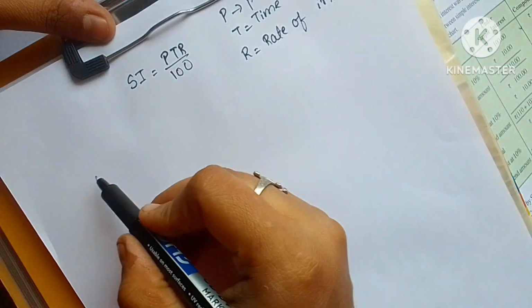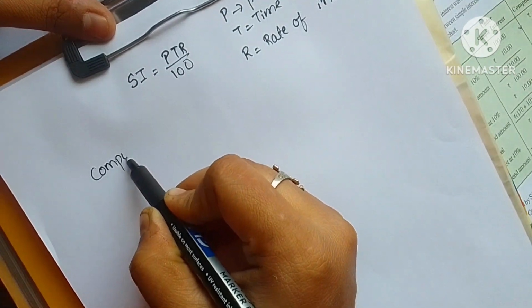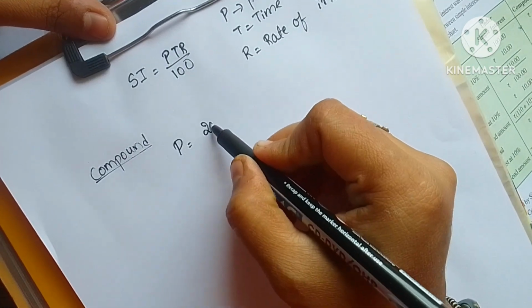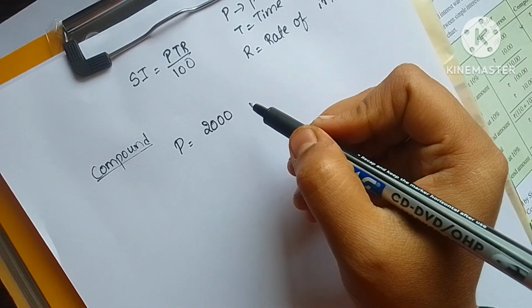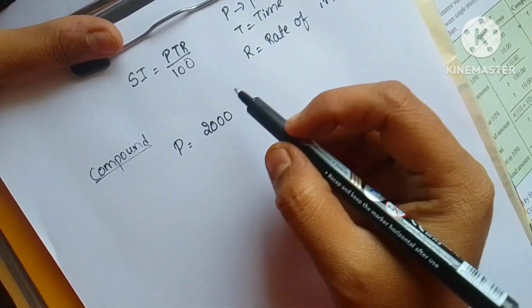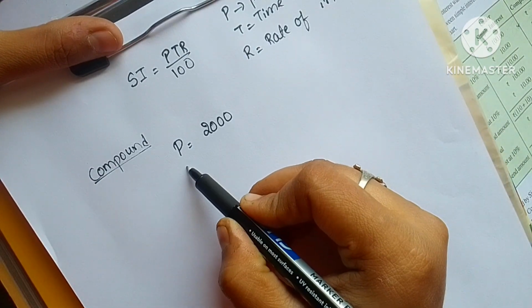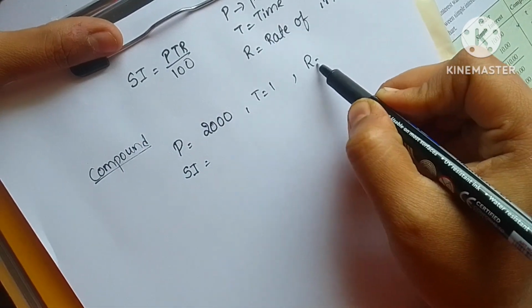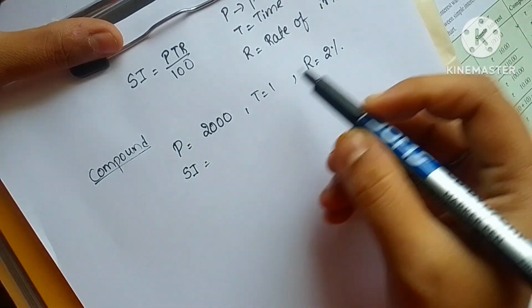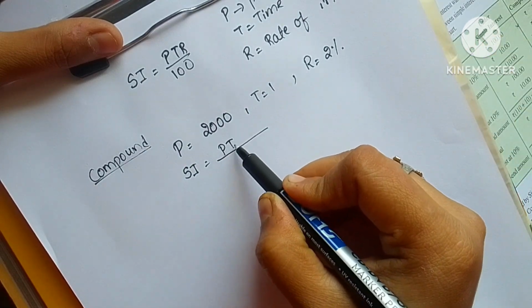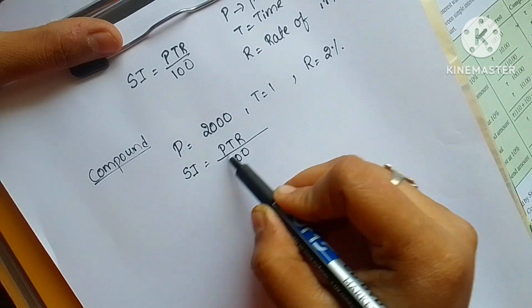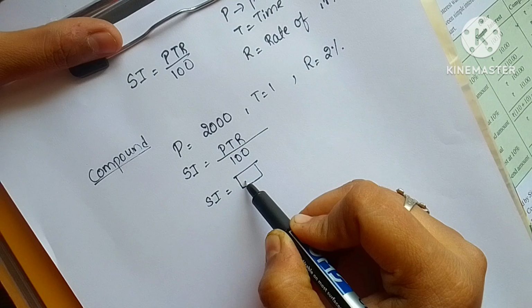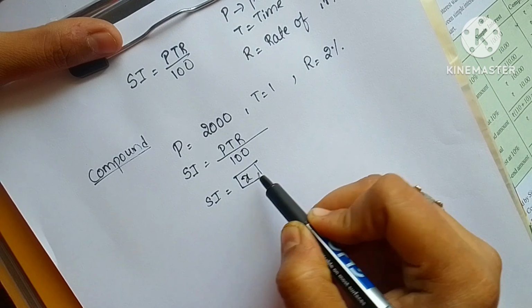So in compound interest, what will happen? Suppose the amount P is 2000 rupees. Here we will calculate the simple interest. Time will be given as 1 year and the rate of interest let us say 2%. So we will calculate by using PTR by 100 simple interest, and here we will get some value, some answer, like X.